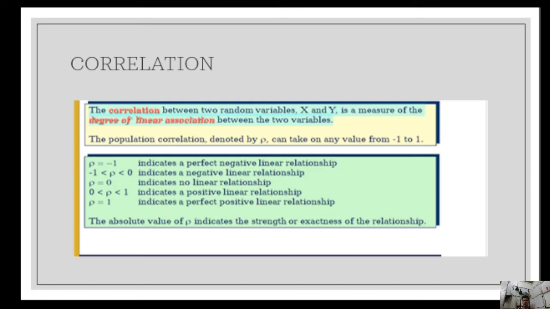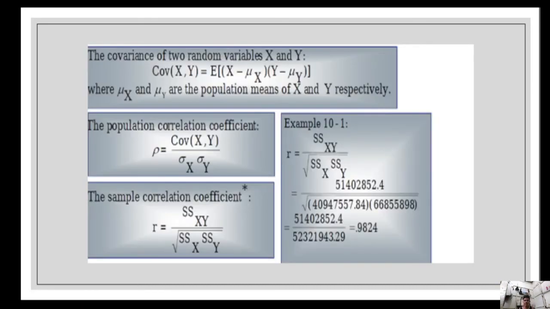The absolute value of rho indicates the strength of the covariance of two random variables x and y, where the covariance of x and y is equal to E of the quantity x minus mu sub x times the quantity y minus mu sub y, where mu sub x and mu sub y are the population means of x and y respectively.